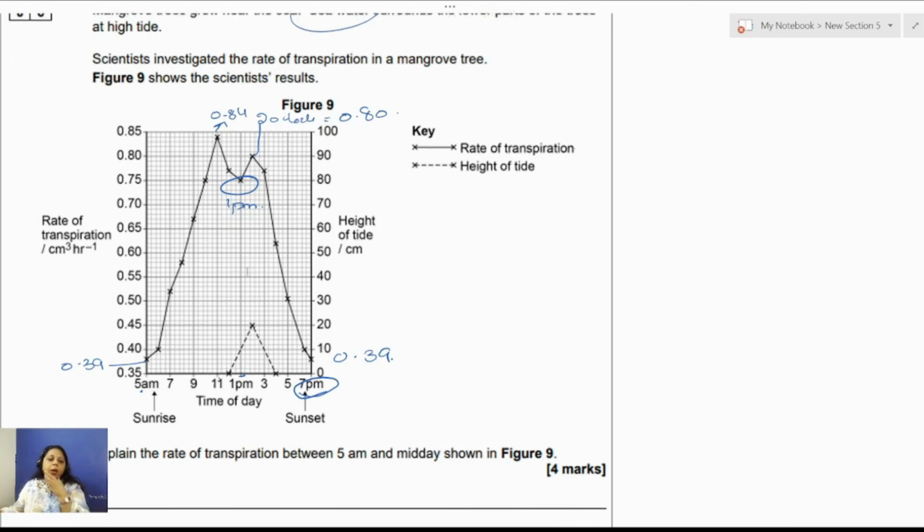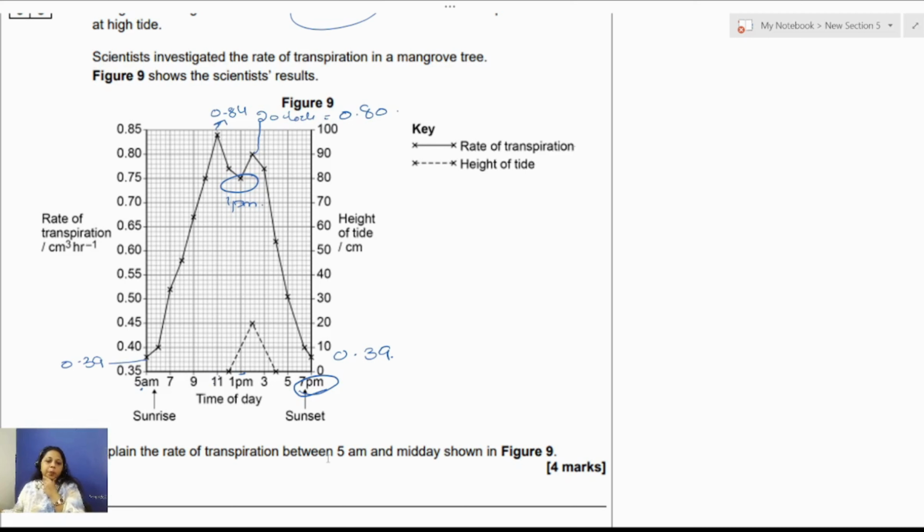Okay. Now, explain the rate of transpiration between 5 a.m. and the midday shown in figure 9. Now, whenever there is the word explain, we need to keep in mind, we need to give reasons why this is happening. In description we just write the result, whether this one is increasing or decreasing, but in explanation we need to give the reasoning. So what can be the reason of this increase or decrease?